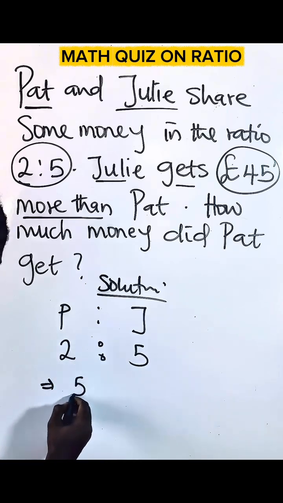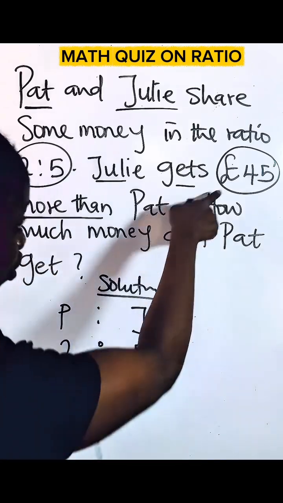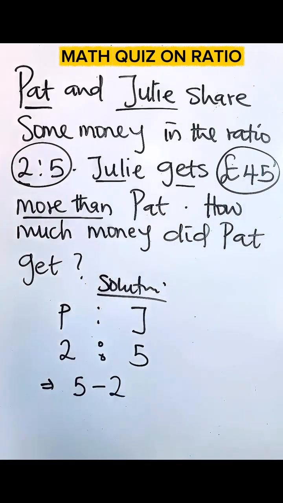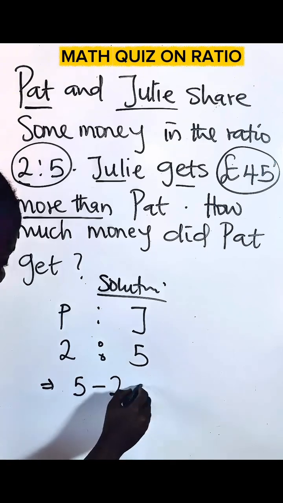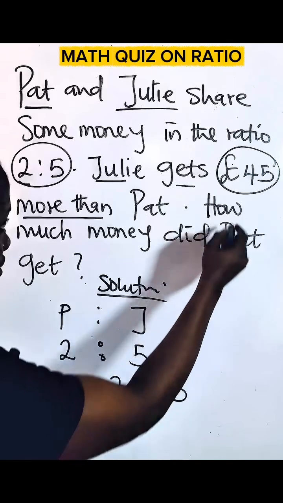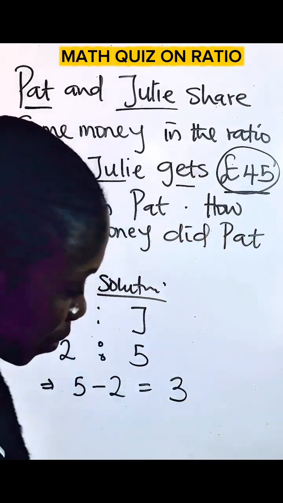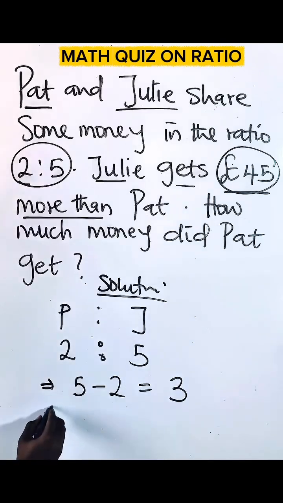So you're going to do 5 take away 2. This shows you the difference by which you now have this 45. Did you see? So do 5 take away 2, it gives you 3. So what do you do with this 3? Use this 3 to divide the extra money. It will help you to know how much money that was shared. So easy.